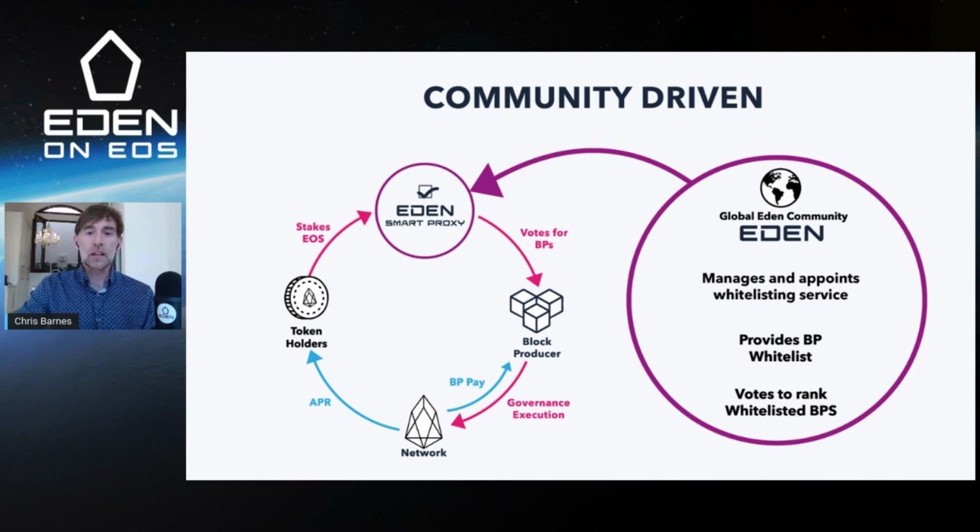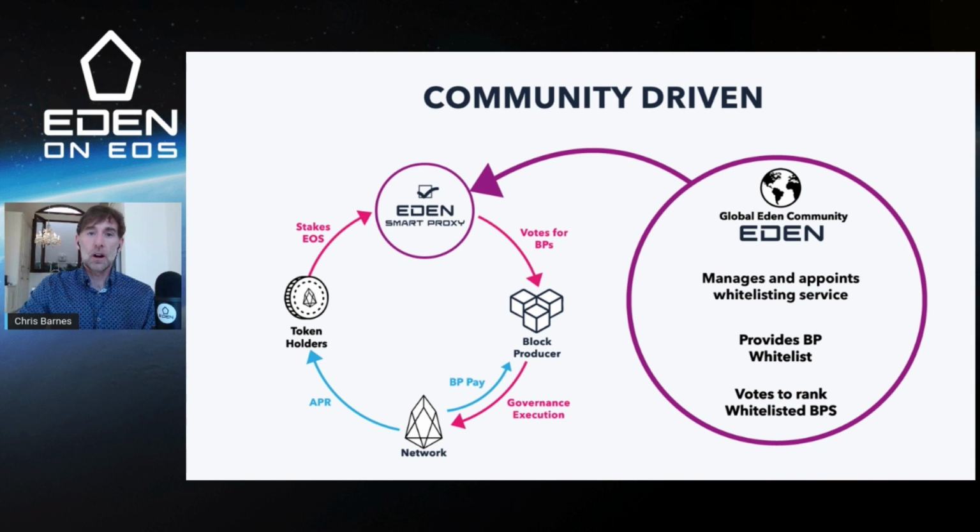Here we can see the community-driven aspect of this Eden Smart Proxy. The Eden Smart Proxy is, as mentioned previously, broken into a few main aspects. It will manage and appoint the whitelisting service. It will provide the list of BPs from that service to the Eden community, and the Eden community then will rank those whitelisted BPs. This is very important if we consider that proxies today, which could change, only are permitted to vote for 30 block producers.